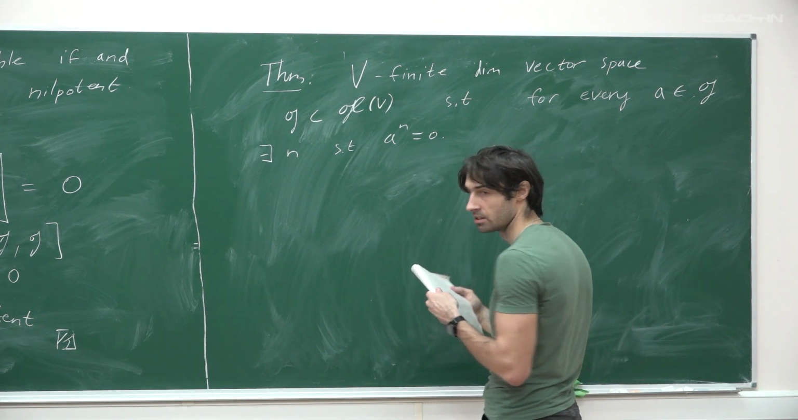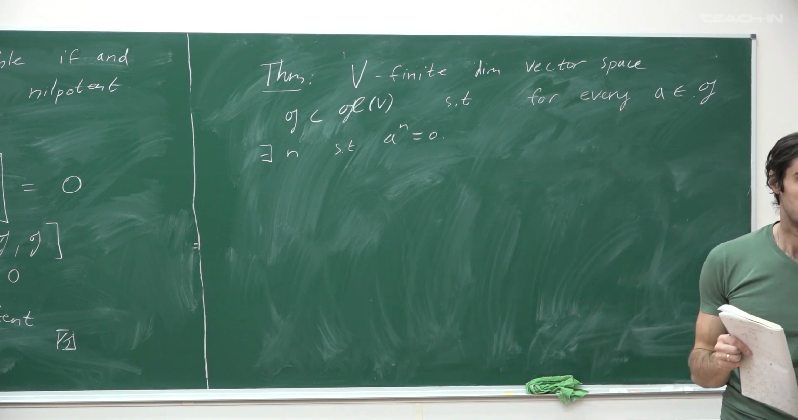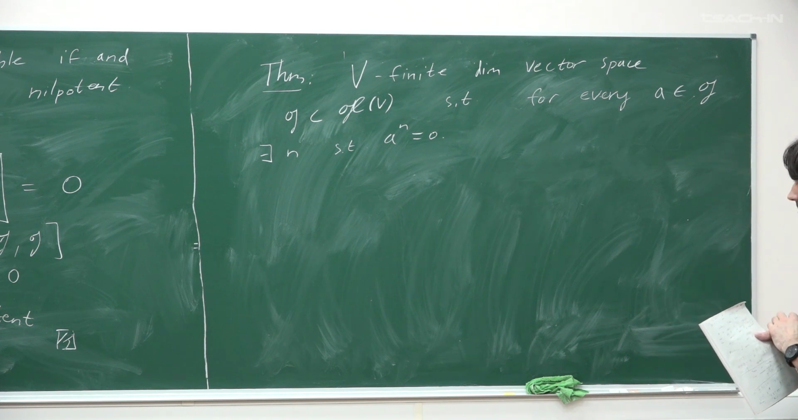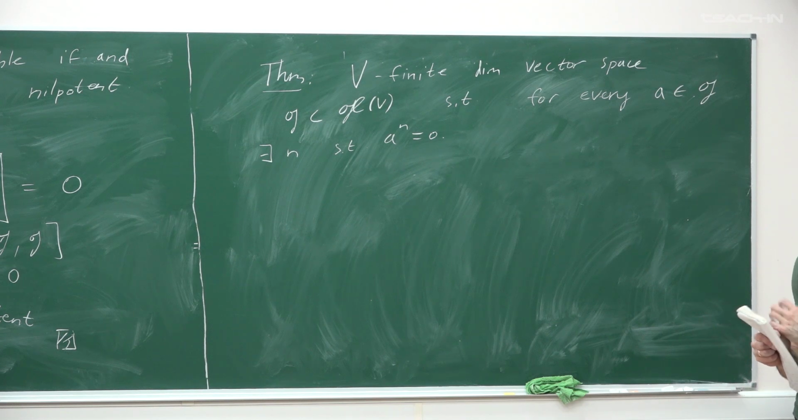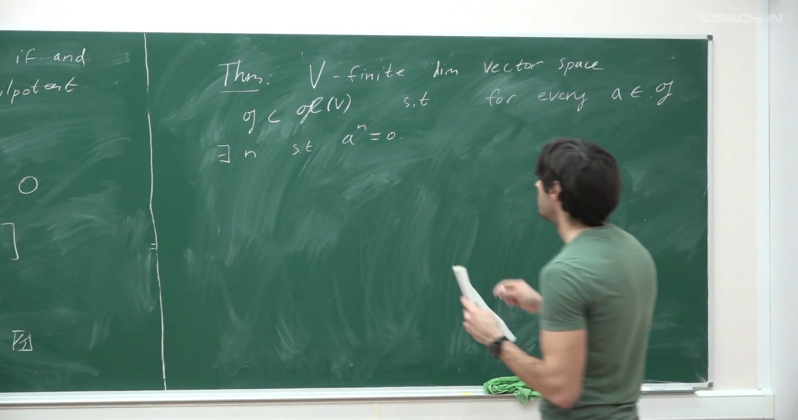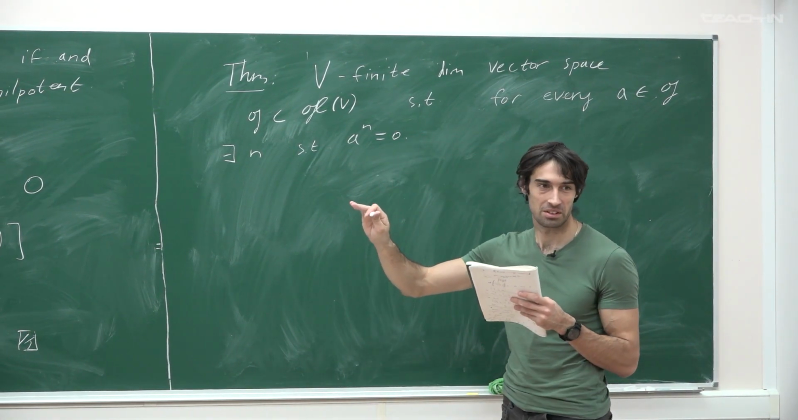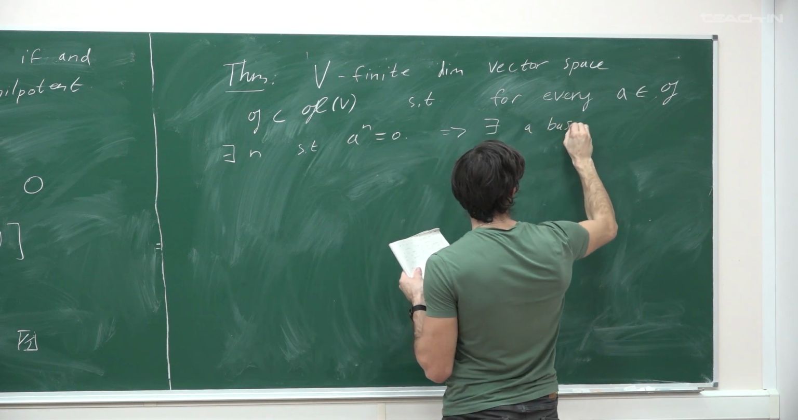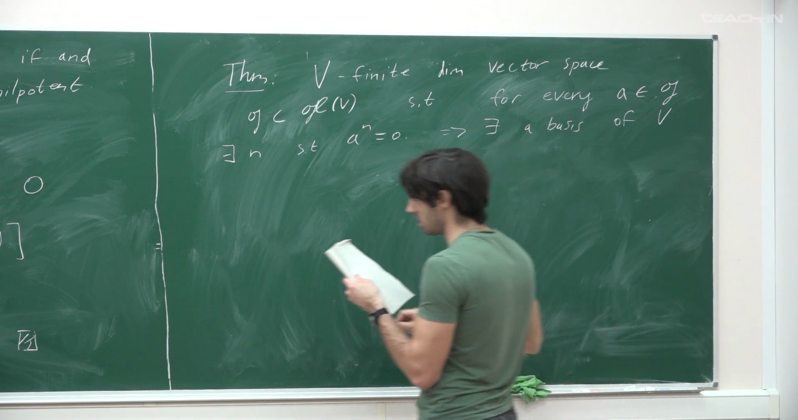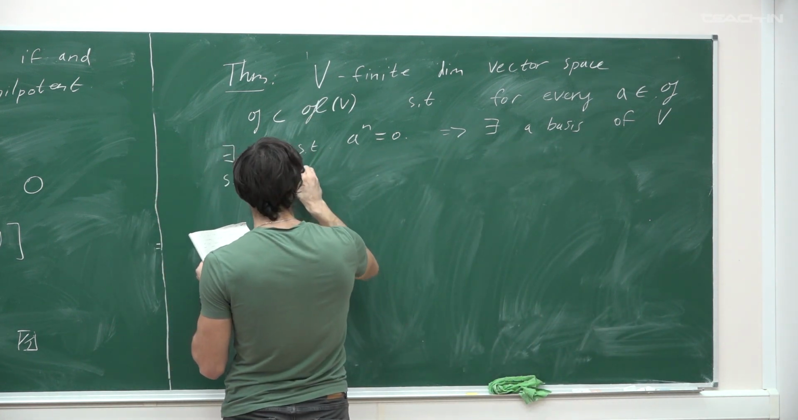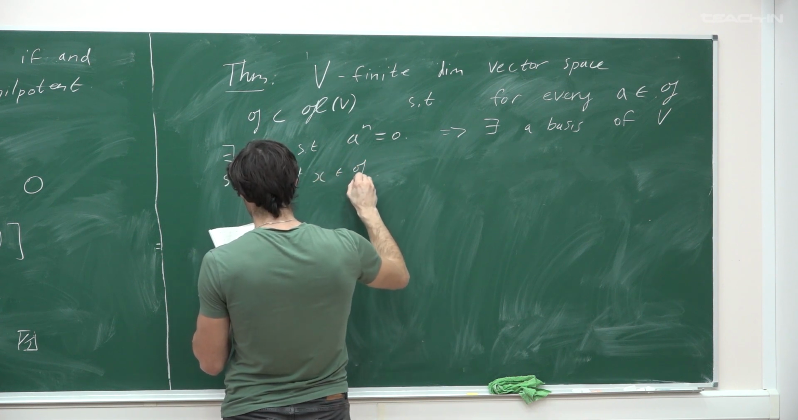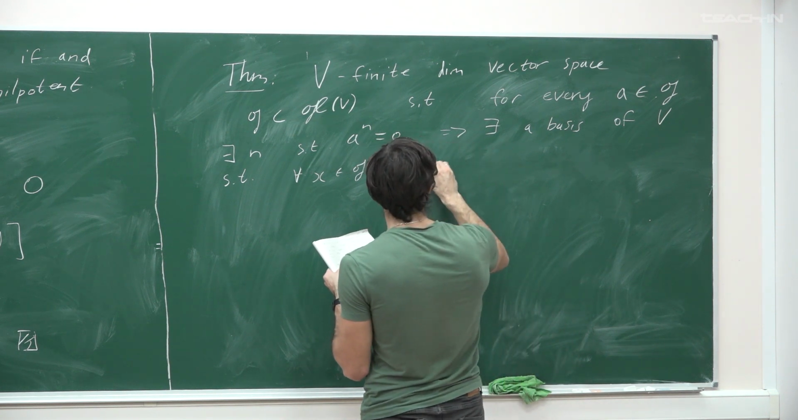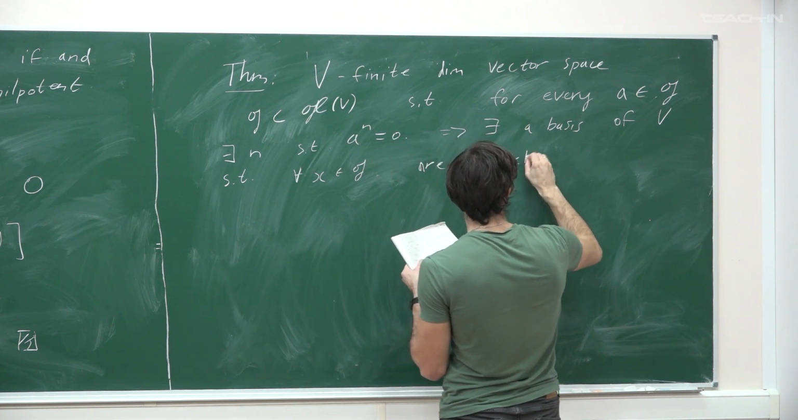But since it's finite dimensional, we can just take the maximal value of n and find the one for which every element to the nth power is 0. Yeah, but at least one should exist. No, it's not the whole theorem. So the thing is that there exists a basis of V such that for every x in G, every x in G is strictly upper triangular.